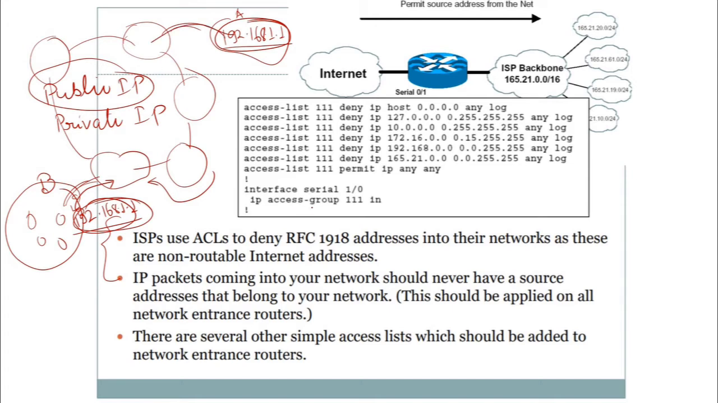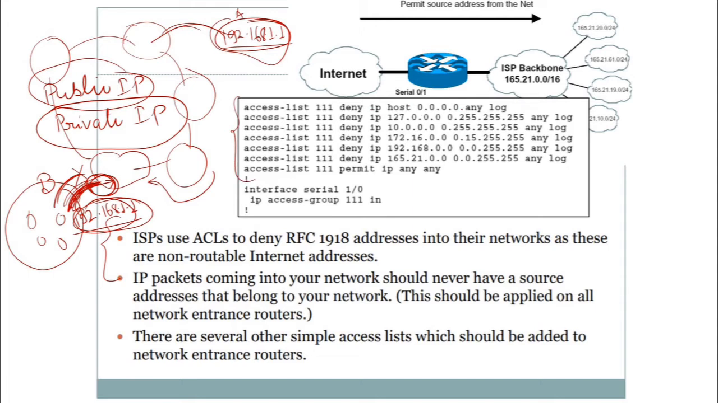So for that purpose, what ISPs do is create an ACL, an access control list, on the interface connected towards your enterprise or company, and they block the private IP addresses. Whatever the private IP address ranges are, they are going to block them. Even if you try to send traffic from a private IP address, it will be discarded or blocked by the ISP. So this is a common, simple use of the access control list, and that's what they have configured here.